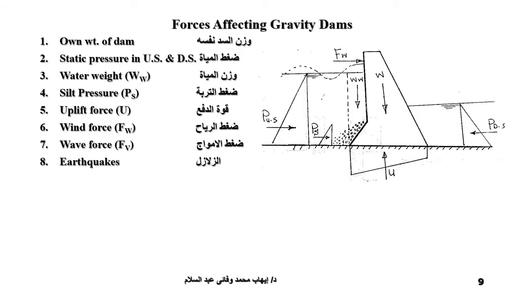Forces affecting gravity dams: weight of the dam, static pressure upstream and static pressure downstream, water weight, silt pressure, uplift force, wind force, wave force, earthquakes. These are eight items. It's very important to study them.